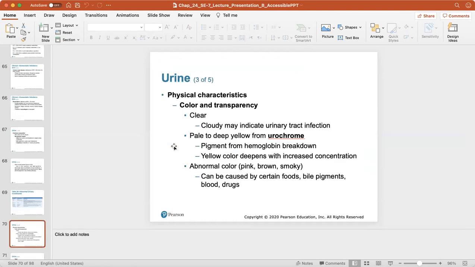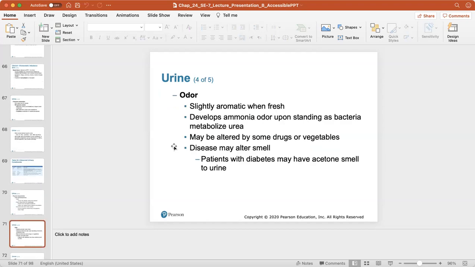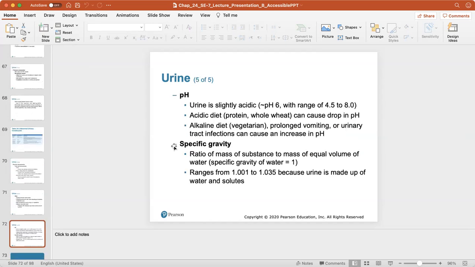Some physical characteristics of urine: it is clear, pale to deep yellow. There could be an abnormal color that could be caused by certain foods, bile, pigments, blood, and drugs. The pale to deep yellow color comes from urochrome, which is a pigment from hemoglobin breakdown. Odor of urine, you can read through that. Disease may slightly alter the odor of urine. So patients with diabetes may have an acetone smell to their urine.